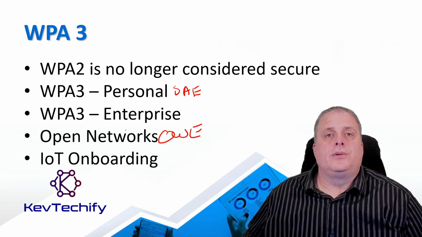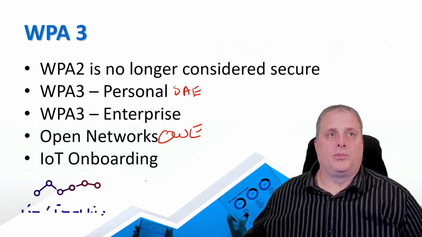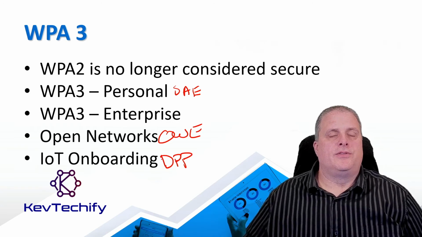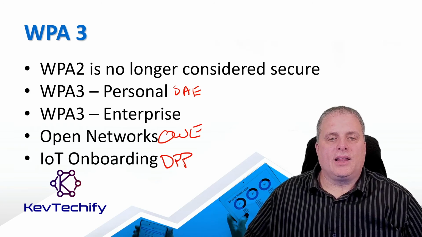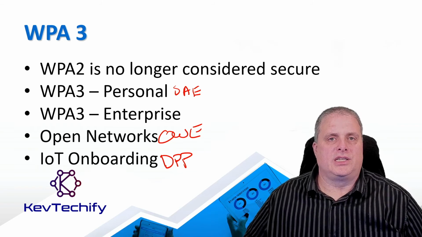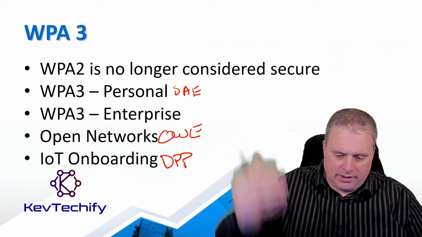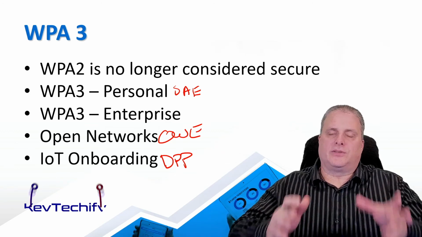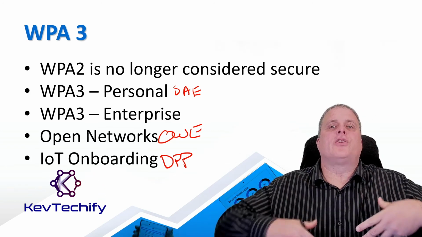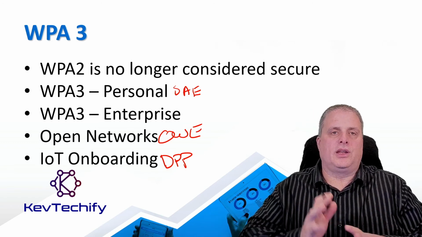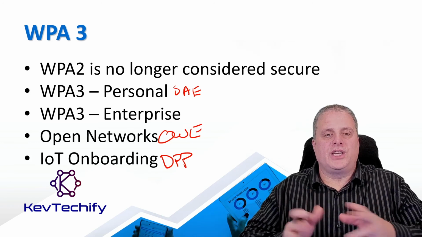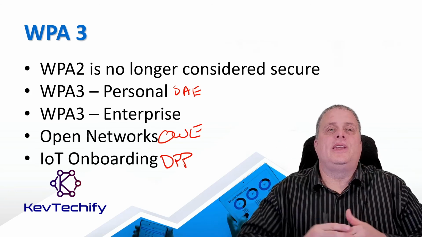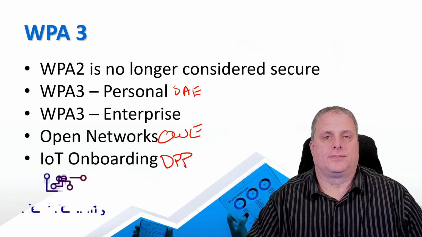And then part of WPA3 is IoT onboarding. We use something called DPP, Device Provisioning Protocol. And that allows you to add in a lot of devices quickly. IoT, in the future here, we're going to have lots and lots of devices on our network to monitor stuff, especially in corporate environments. And to bring these all online, we've got to make sure we have all the authentication and authorization set up. And so they designed WPA3 specifically to onboard these IoT devices.